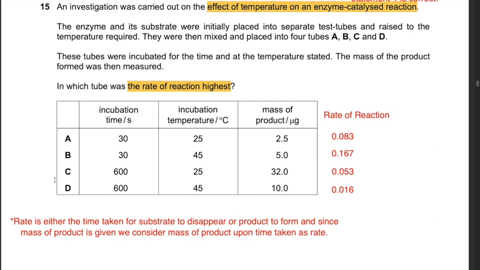The rate of reaction is either the time taken for the substrate to disappear or the product to be formed. Since mass of product is given, we consider the rate as mass of product formed upon the time taken. Hence, I have mentioned towards the sides the rate of each reaction, and as you can see, the highest is of B, as B has a rate of reaction of 0.167 and that is the highest compared to all the other answers. Therefore, in B, the rate of reaction is the highest.